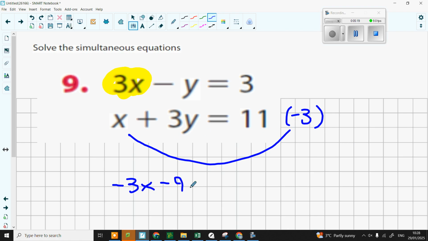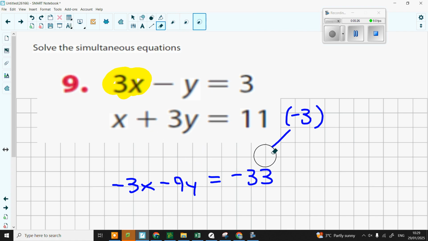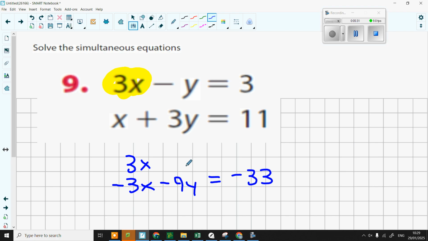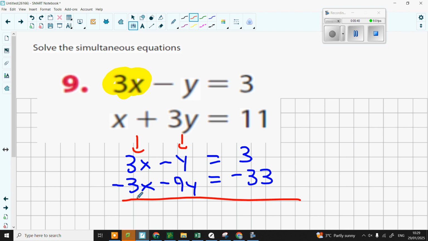Who got minus 9y? Who got minus 33? Then you write the other equation on top of it, and you add downwards. Remember, we add downwards, lads. What happens when we add downwards? What happens to the 3x and the minus 3x? Cancel. What's minus 1y minus 9y? Minus 10y. What's 3 take away 33?